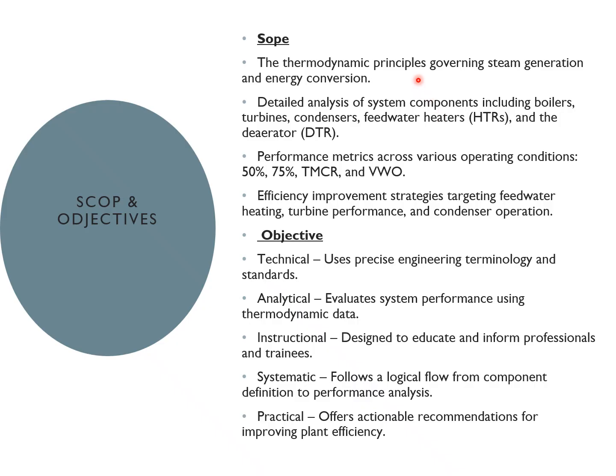The scope: the thermodynamic principles governing steam generation and energy conversion, and a detailed analysis of the system components including the boiler, turbine, condenser, feed water heater, and generator. Performance metrics across various operating conditions: 50% and 75% TMCR, and VWO. Efficiency improvement strategies target feed water heating, turbine performance, and corrective operator actions.